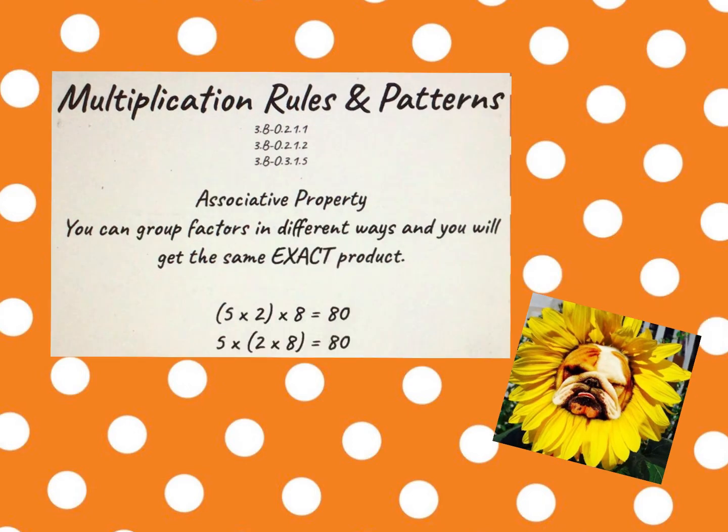Now the associative property, we've talked also about how we can use the same factors, 5, 2, and 8, and we can solve them different ways, and you'll get the same exact product, which would equal 80. So you can do 5 times 2 first, and then multiply times 8, which is easier for me, or you can do 2 times 8 and multiply that times 5.